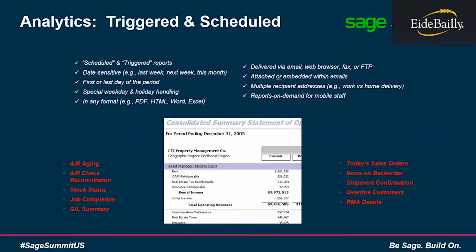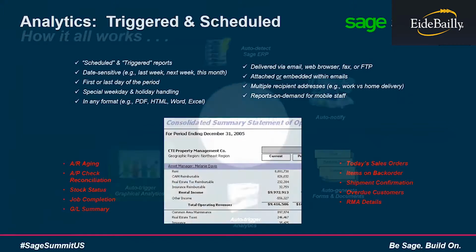So with Alerts and Workflow, you can actually trigger the generation and delivery of reports based upon business conditions. For example, you could say if and when a client reaches 90% of their credit limit, at that moment, I want Alerts and Workflow to generate an AR aging report for that client and send that report to that client's sales rep. That's an example of a triggered report.